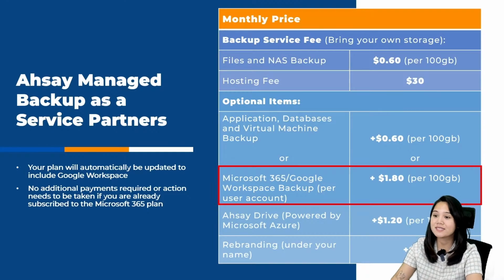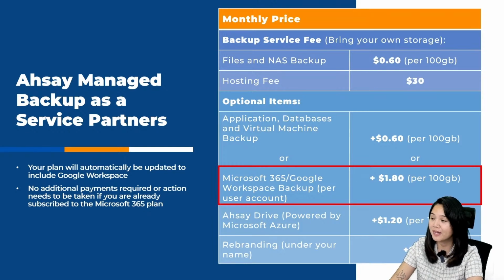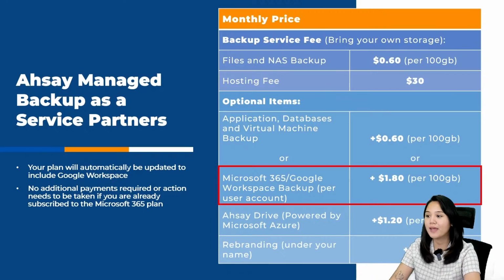Next, for our AMBaaS or Ahsay Managed Backup as a Service partners, the process is much easier. You simply subscribe to the Microsoft 365 or Google Workspace backup plan. The pricing starts at just $1.80 per user account per month. If you have already subscribed to the Microsoft 365 backup plan, whether monthly or annual, your plan will automatically be updated to include Google Workspace. So you can start offering the Google Workspace backup to your customers immediately. No further action or additional payments are needed.